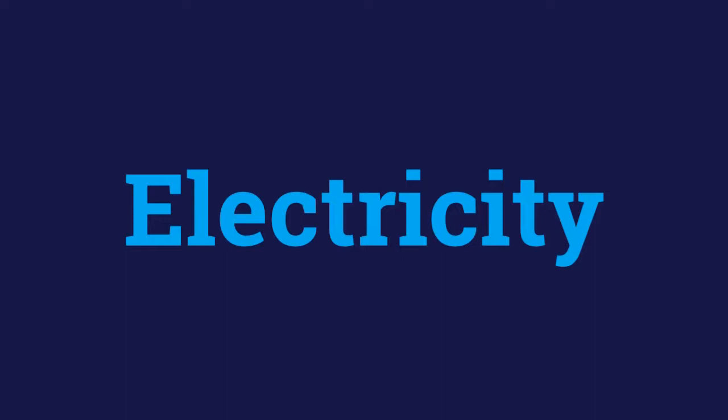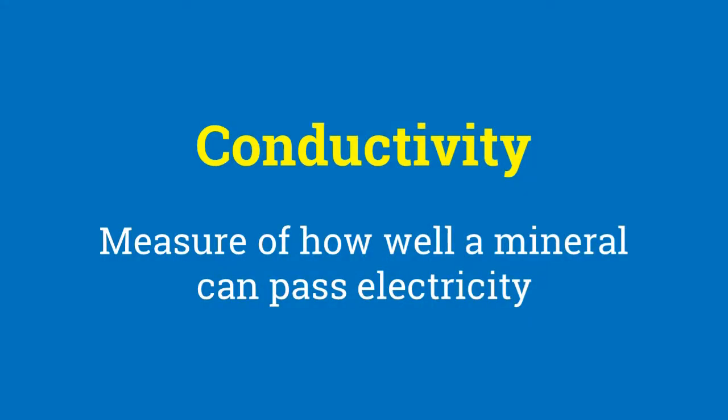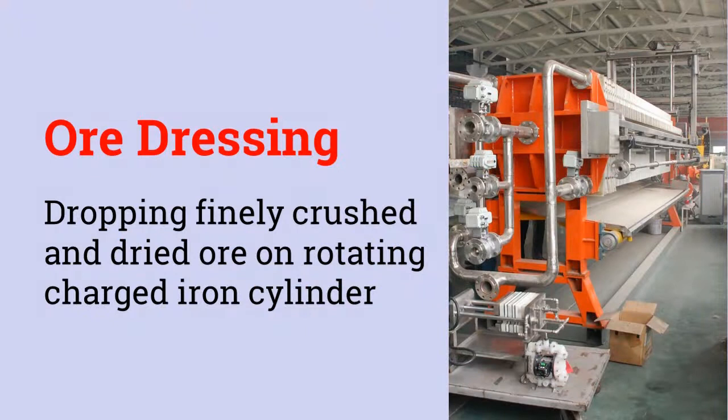Next comes mineral properties based on electricity. Good conductors include native metals and pyrite, whereas bad conductors include ZnS or blende. Minerals show a wide range of conductivity and this variation is exploited on a large scale in ore dressing. In ore dressing, finely crushed and dried ore is dropped onto a rotating iron cylinder which is electrically charged. Good conductors acquire that charge and are now separated out since they are now repelled from the charged cylinder. This is the way pyrite is separated from blende.